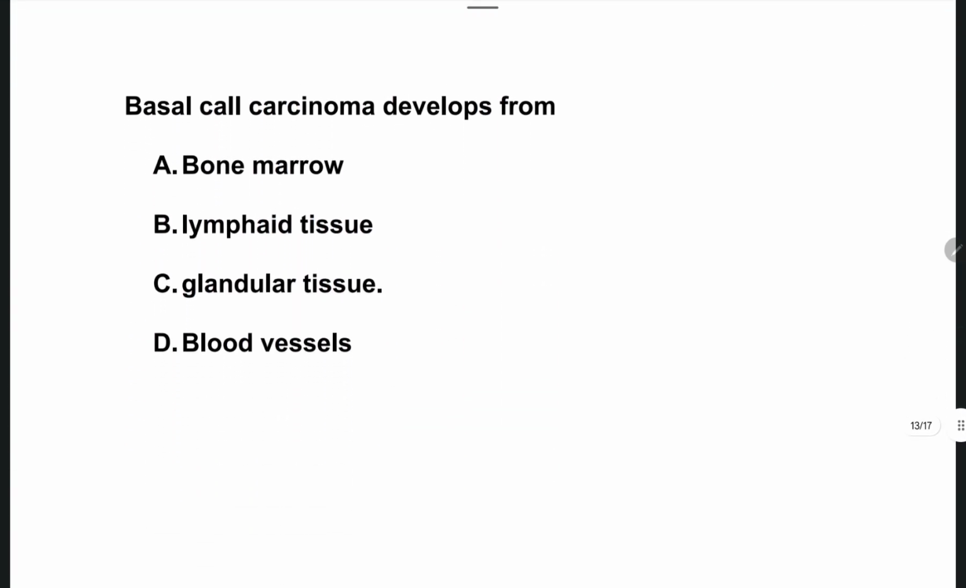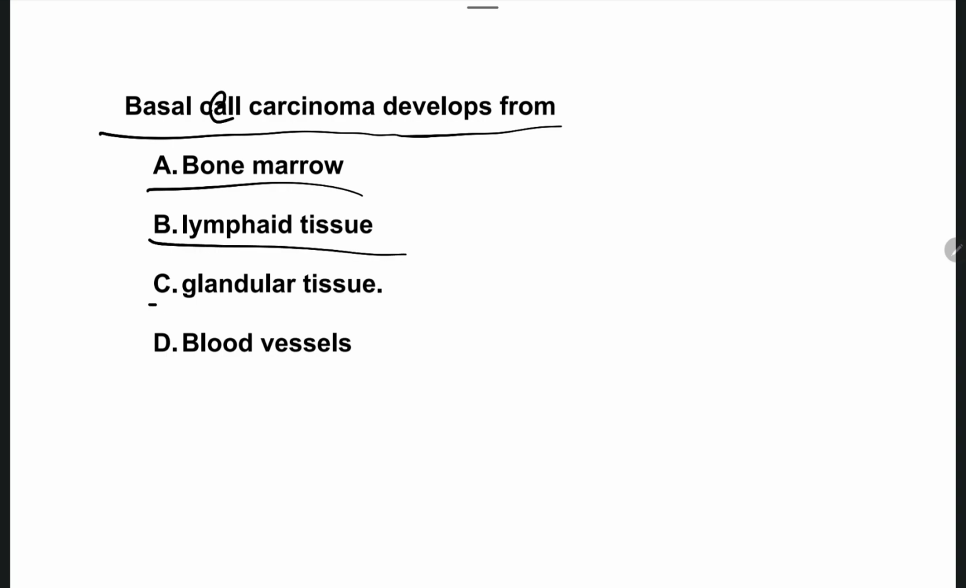The next question is: basal cell carcinoma develops from which tissue? Option A, bone marrow. Option B, lymphatic tissue. Option C, glandular tissue. Option D, blood vessels. The right one is option C, glandular tissue. So basal cell carcinoma develops from the glandular tissues.